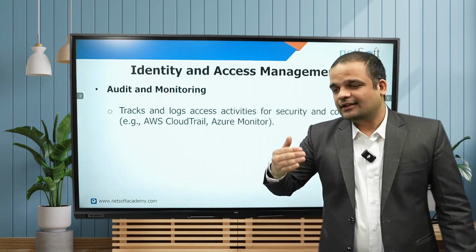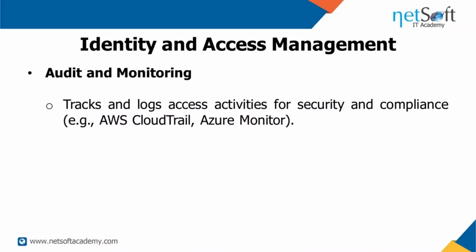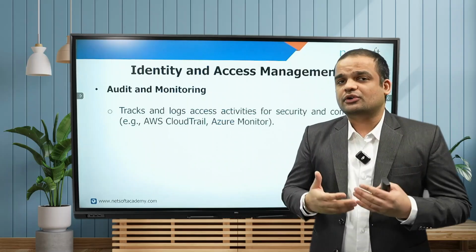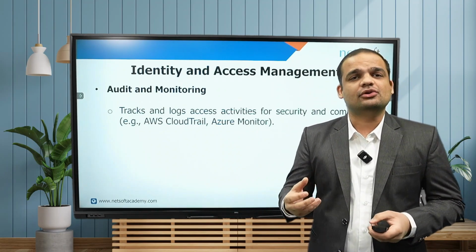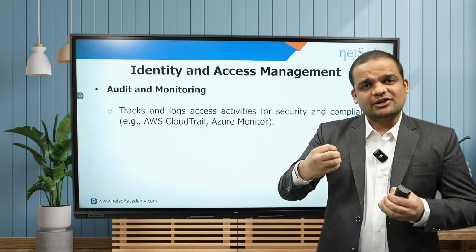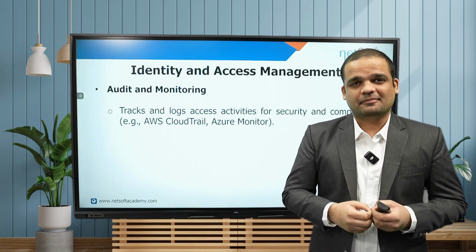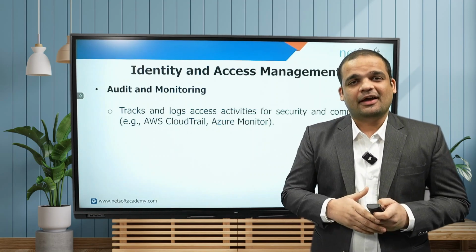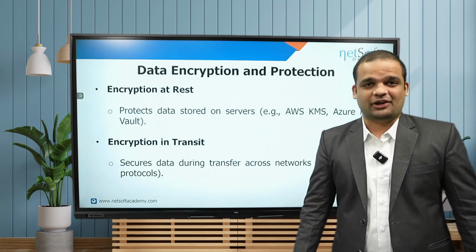Audit and monitoring. That's the last A of this AAA structure. Tracking and logging user activities are essential for maintaining security and compliance. Tools like AWS CloudTrail or Azure Monitor provide visibility into your resource utilization and access events, and they help your organization detect unauthorized activities. So logs are important.